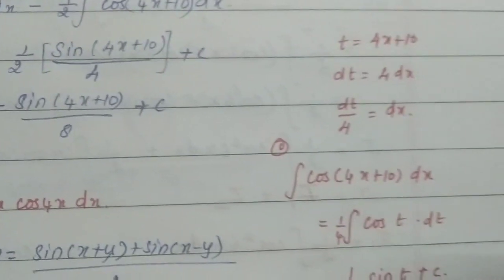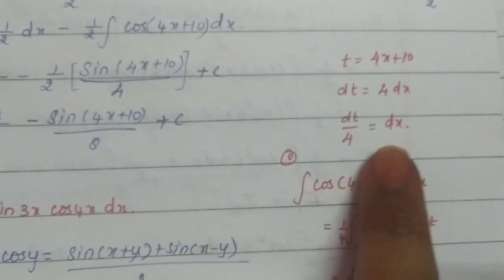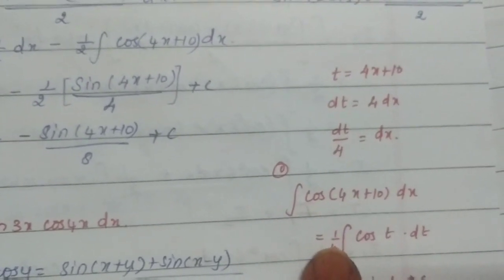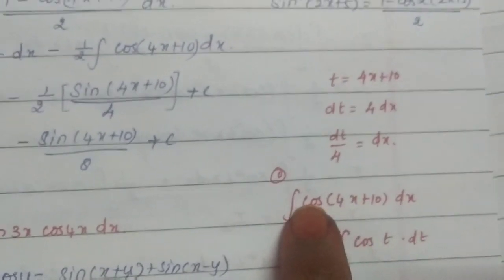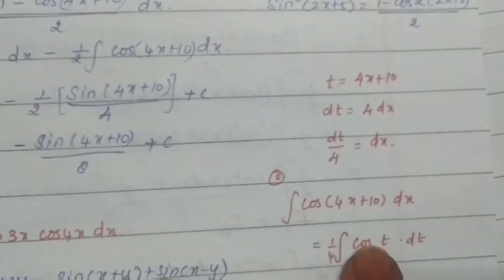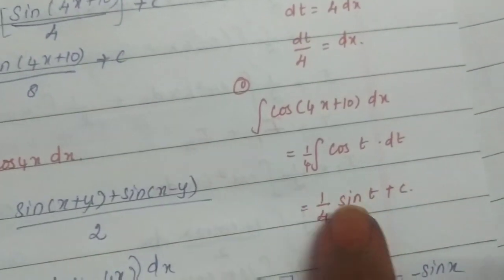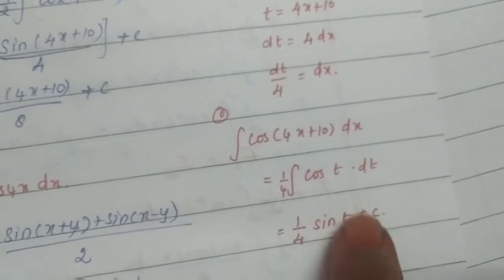After that, substitute into the integral. 1 by 4 is a constant, so we take it outside the integral. In the place of 4x plus 10 you substitute t, and in the place of dx we substitute dt by 4. Integral over cos t is nothing but sin t, and with the 1 by 4 there, plus c.